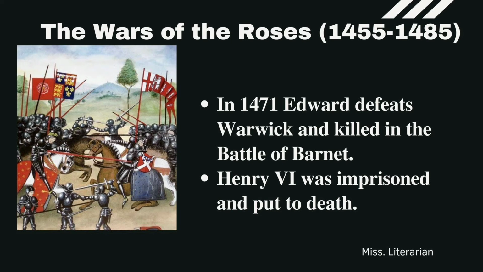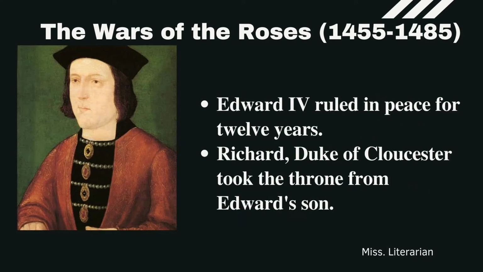Thus, Edward IV was able to rule in peace for another 12 years up to 1483, and he also died in the same year. His little son Edward V could not rule long because the boy king's uncle Richard, the Duke of Gloucester, made himself the king. The little boy and his brother were believed to have been murdered by this wicked uncle Richard.